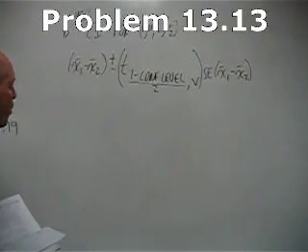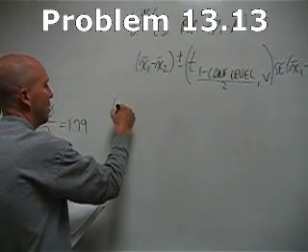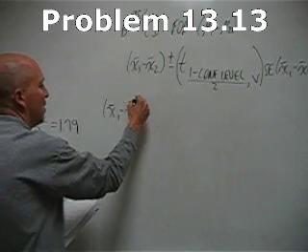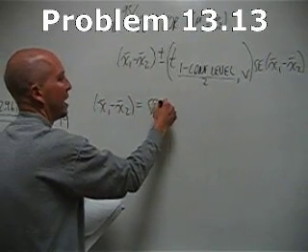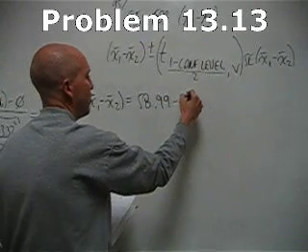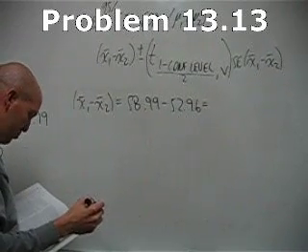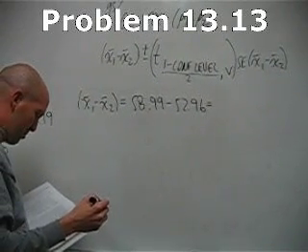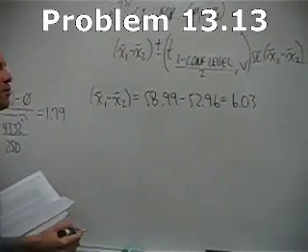The difference in sample means is just the sample mean for sample 1, 58.99, minus the sample mean for sample 2, 52.96, and that difference is going to come out to 6.03. So we know our point estimate.